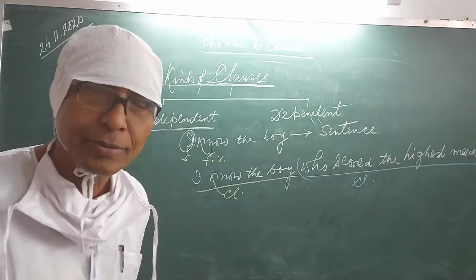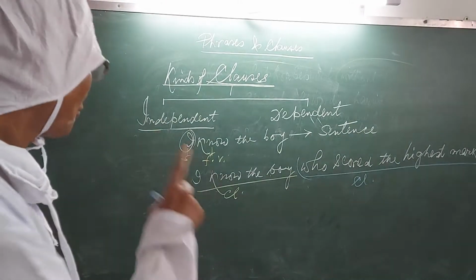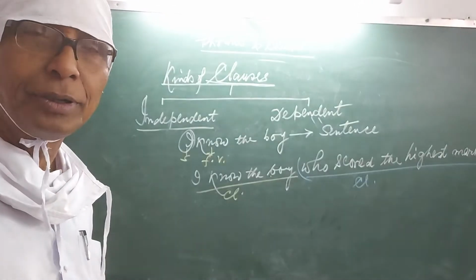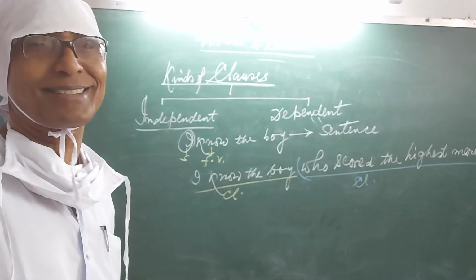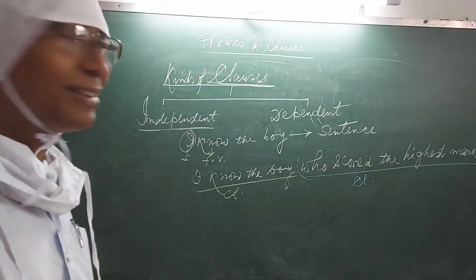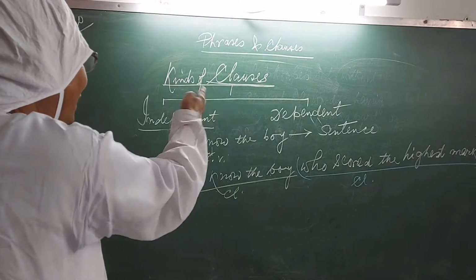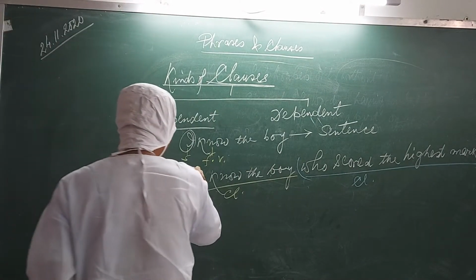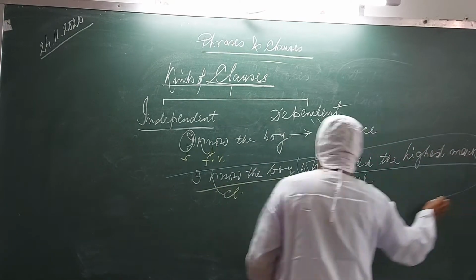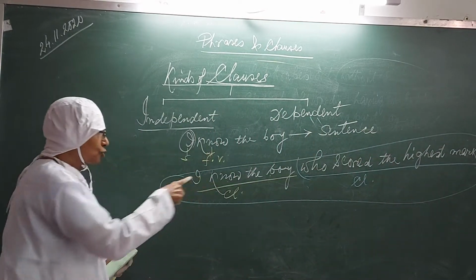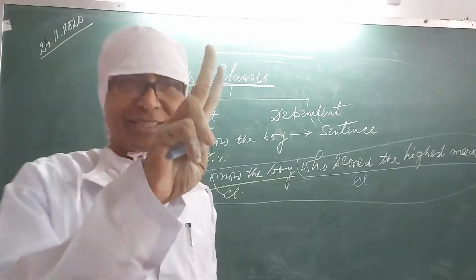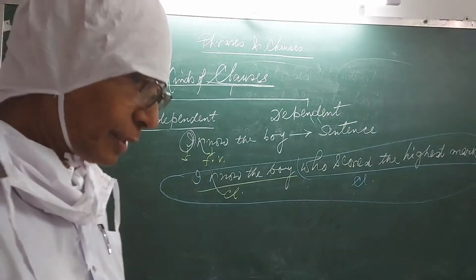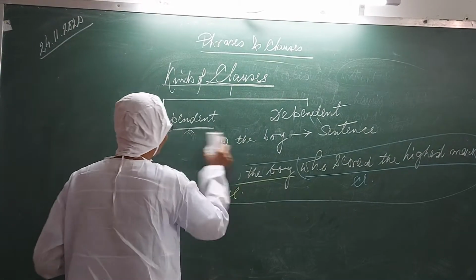What is the difference? A clause is a group of words having a subject and a finite verb, but it is a part of a sentence. A sentence, "I know the boy." The whole is also one sentence, having two clauses. Okay? Take another example.